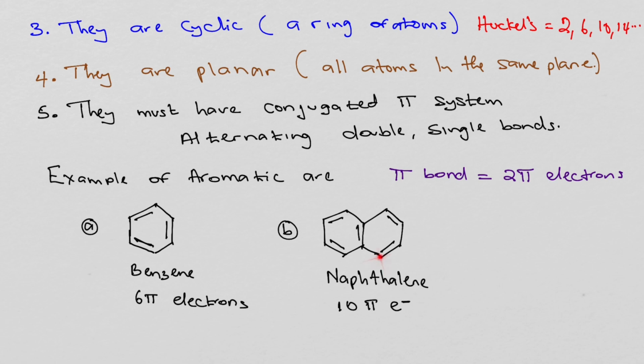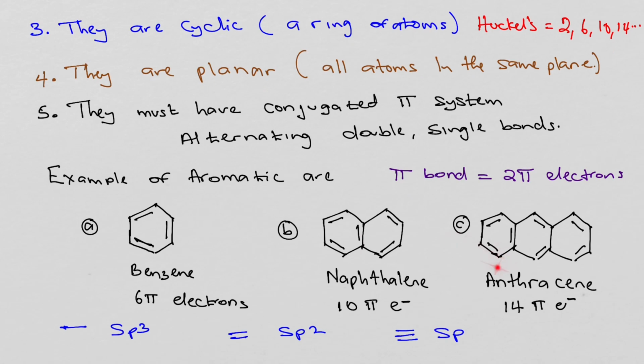Likewise, each carbon is sp2. Each carbon is involved with a double bond. If you have a single bond, that's sp3, and that's tetrahedral. If you have a double bond, that's sp2, and that's planar. And if you have a triple bond, that's sp, that's linear. So they're all sp2, and therefore naphthalene is also aromatic.